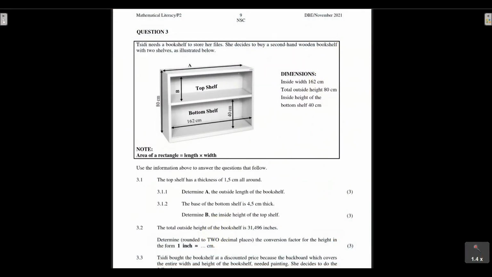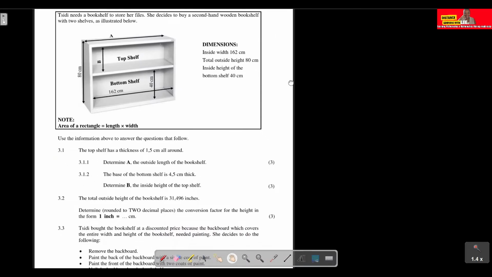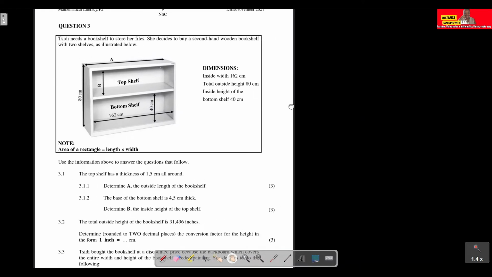Let's have a look at question 3. In question 3, we are basically given a bookshelf, and with this bookshelf certain dimensions are unknown. As you can see here, this dimension is unknown, and this dimension is also unknown. So we now have to work with the information that is given to us to help us determine these unknown dimensions.